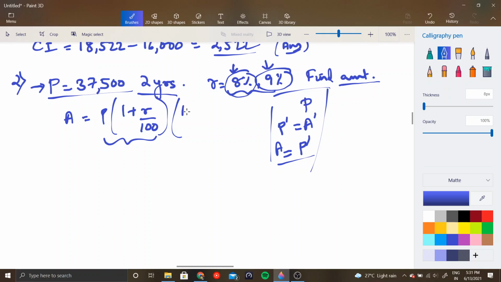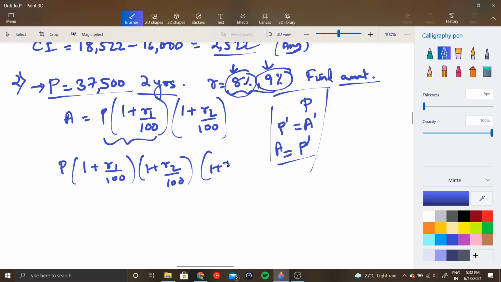So what you do is just do this, 1 plus r2 by 100, right? So when you're given subsequent rates, just use this. If you had been given rates for 3 years, you just have to do this: 1 plus r1 by 100, 1 plus r2 by 100, 1 plus r3 by 100. That's where the derivation also came from, guys. And when the rates of interest are equal, that basically results in this power, right? So do it this way.